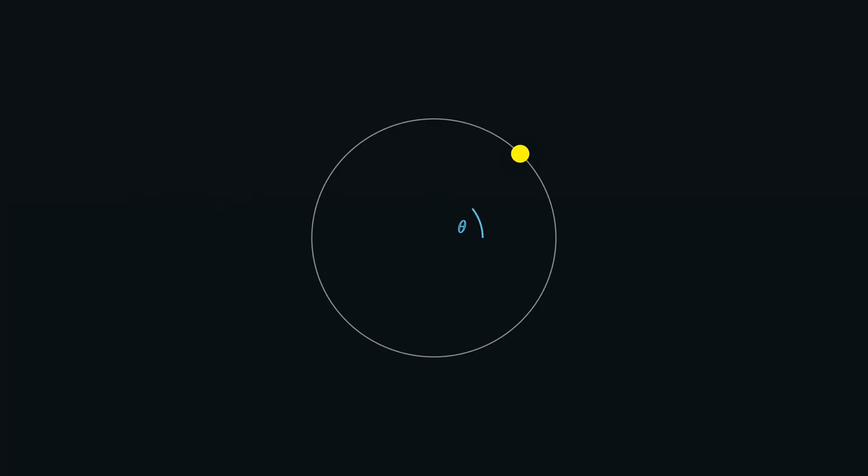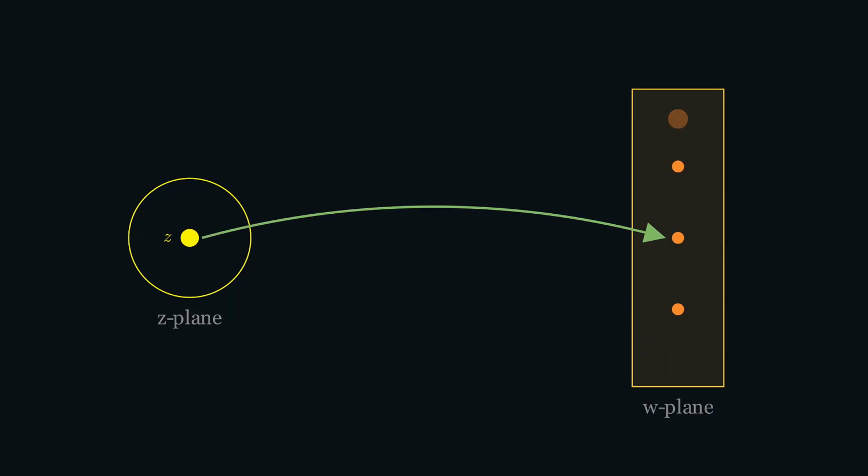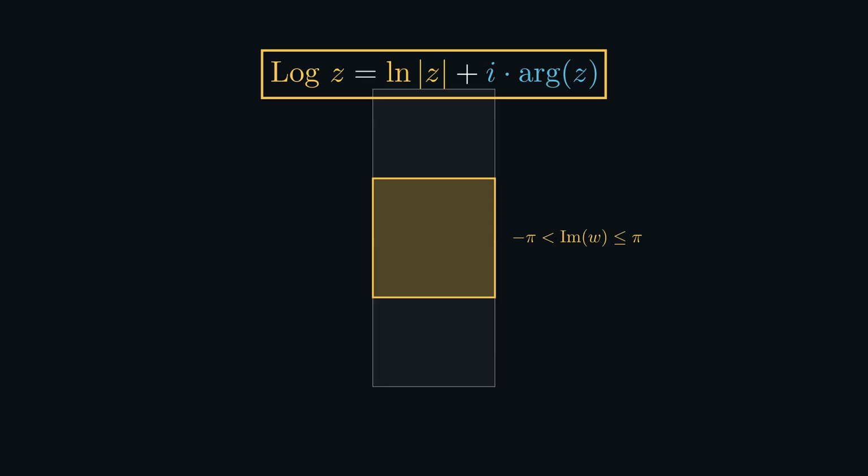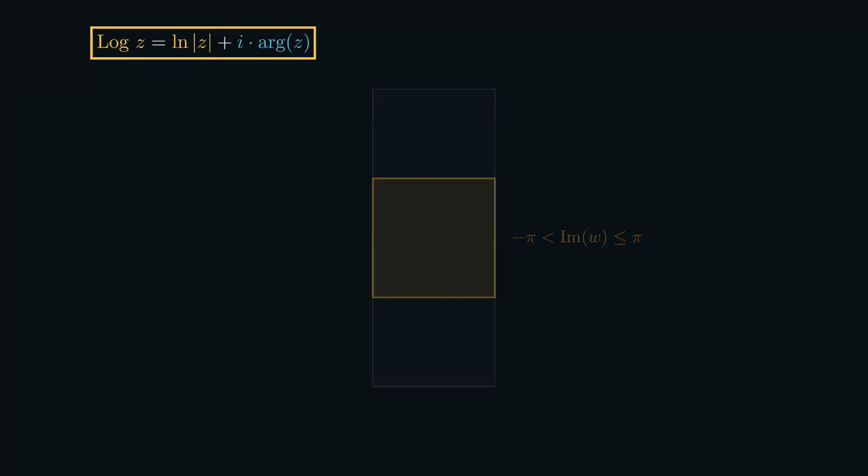But theta isn't unique. We can use theta plus 2 pi n for any integer n. So z has infinitely many logarithms, differing by multiples of 2 pi i. We define the principal logarithm. Log z equals natural log of the absolute value of z plus i times arg of z, using the principal argument. Log of 1 is 0.